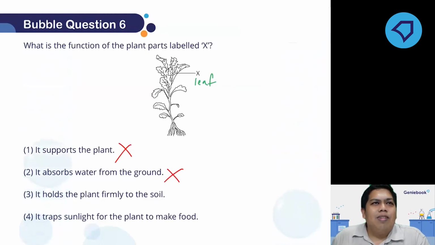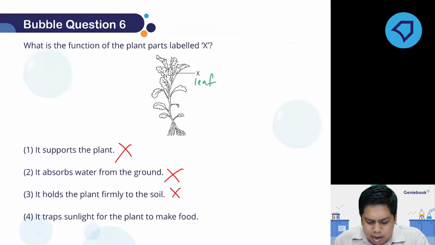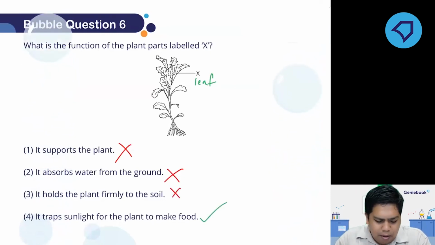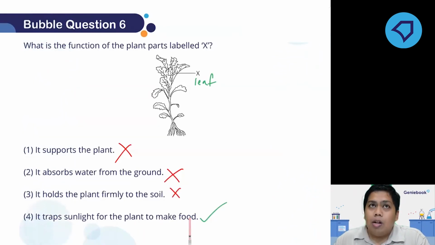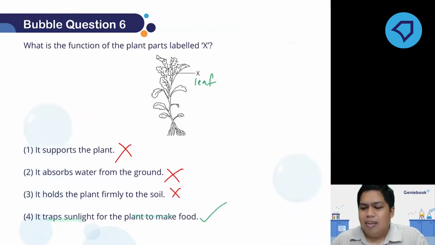And then it holds the plant firmly to the soil. Also know that's the function of the roots. And finally, it traps sunlight for the plant to make food. So that is correct. It traps sunlight for the plant to make food. Okay, so that is correct. Next one.